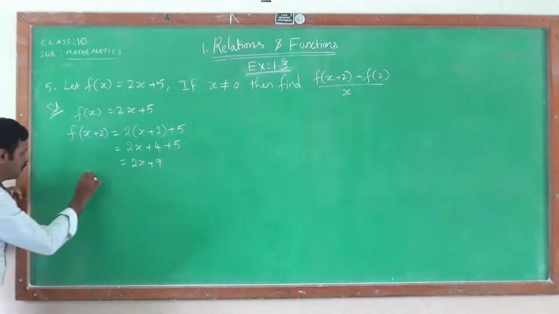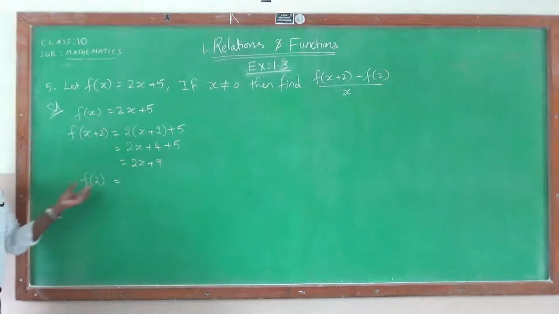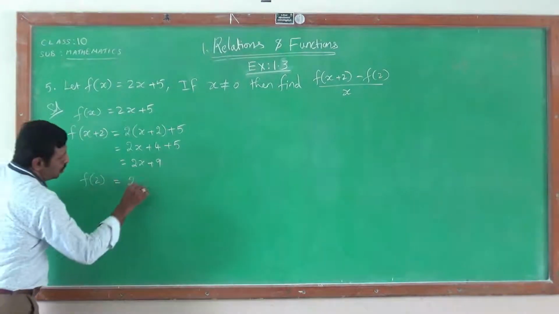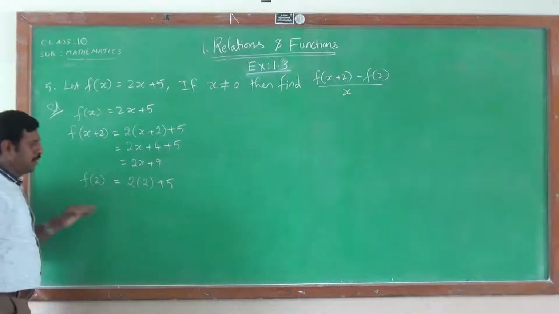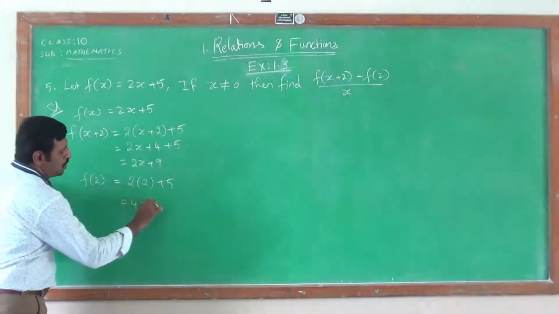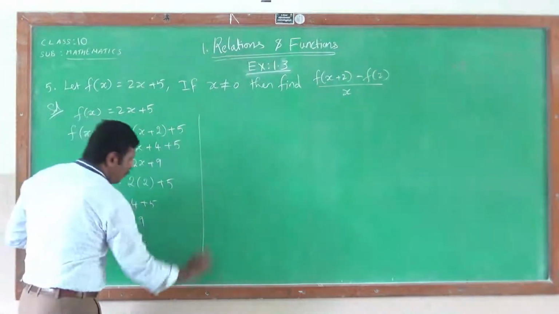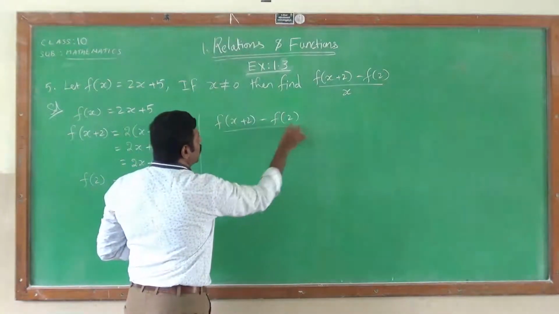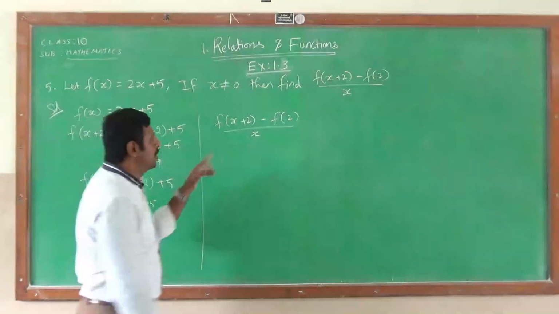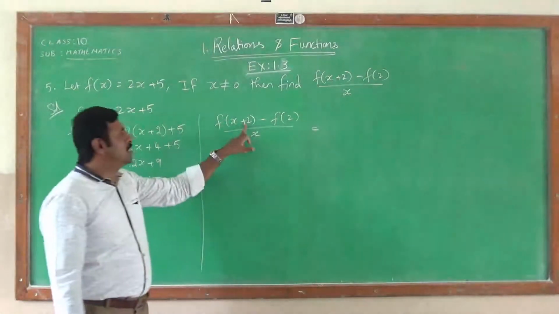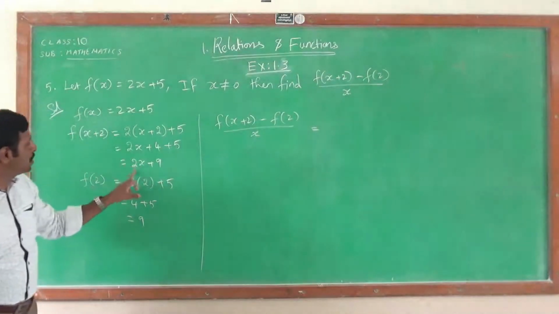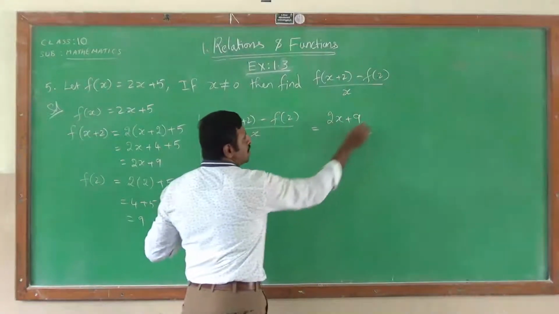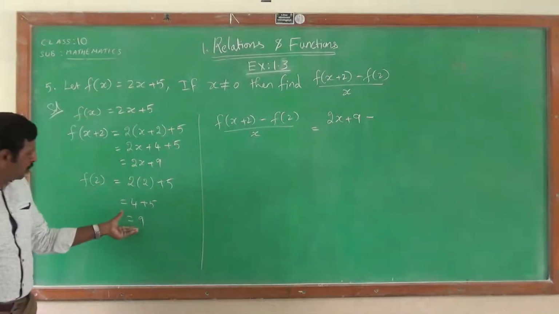Next we want to find out the function f of 2. See, f of 2, in the place of x I am going to apply the value 2. Here also we have to apply the value 2 into 2 plus 5. 2 into 2 is 4. 4 plus 5 is equal to 9. Now I take the term f of x plus 2 minus f of 2, whole divided by x. Now this term is equal to, what is the value of f of x plus 2? We have found it here. It is 2x plus 9. So I apply here the value 2x plus 9 minus, and then f of 2 we have found out, that is 9.